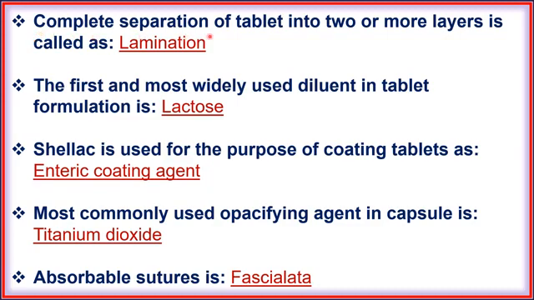Next, complete separation of tablet into 2 or more layers is called as lamination. Next, the first and most widely used diluent in tablet formulation is lactose. Next, shellac is used for the purpose of coating tablet as enteric coating agent. Next, most commonly used opacifying agent in capsule is titanium dioxide. Next, absorbable suture is fasciolata.